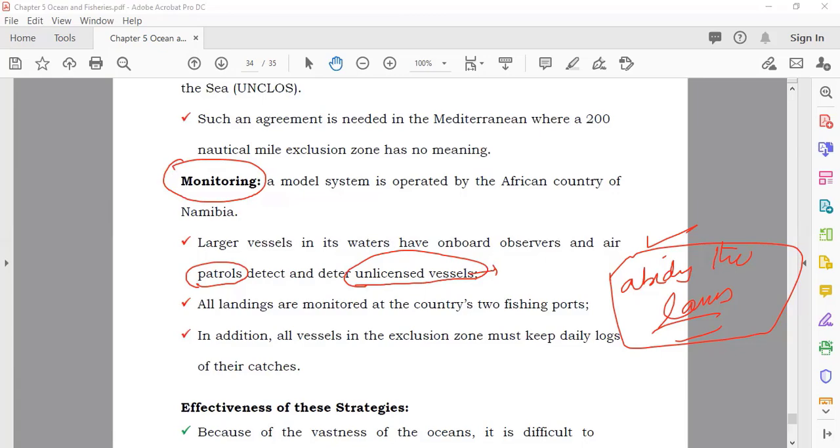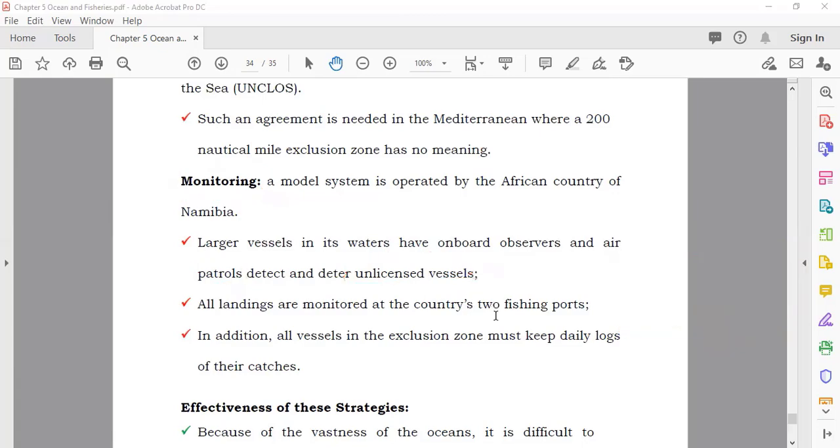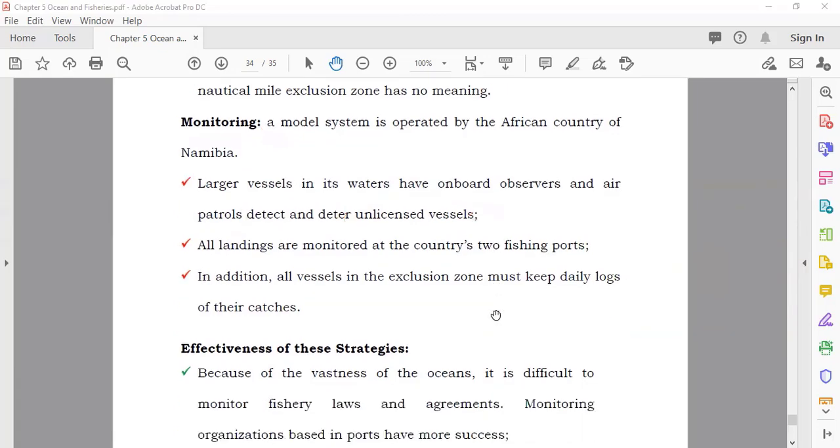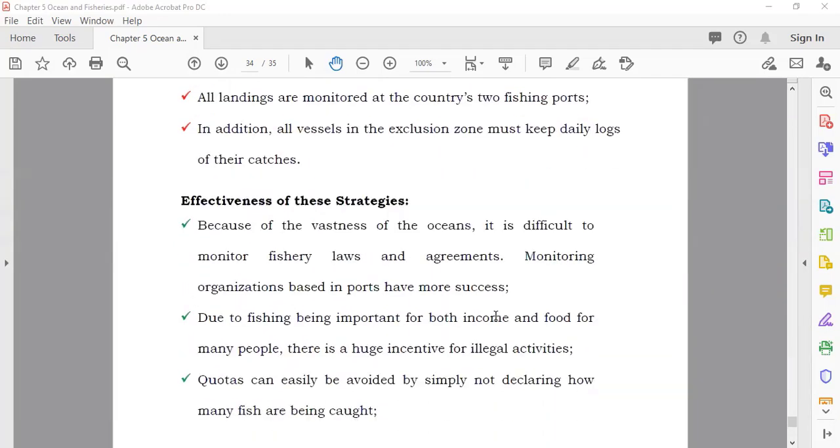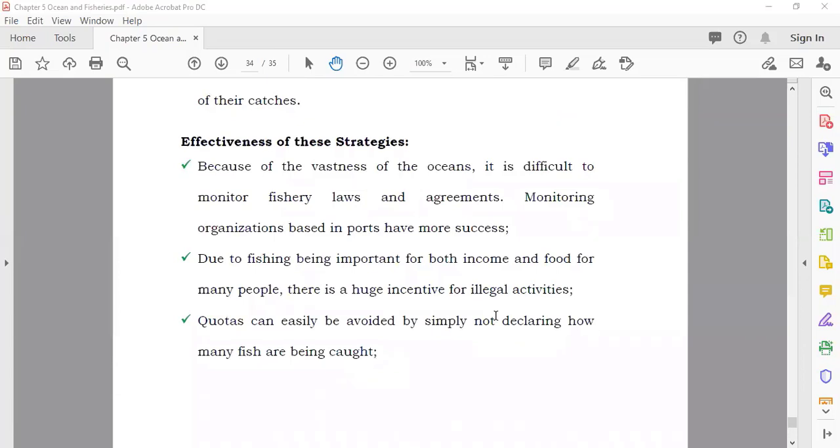So like this, different methods are used by the government to check whether the laws are followed or not. Okay. Now they're saying that the seas are really big, really large. Because of the sea's vastness, vastness means they are spread a lot, it's difficult to monitor fishery laws and agreements. Monitoring organizations based in ports have more success.